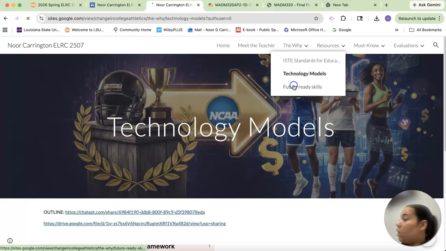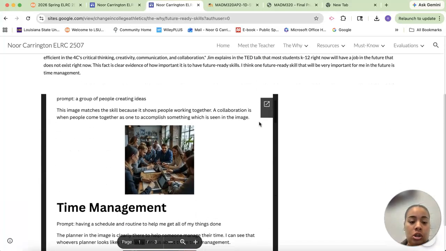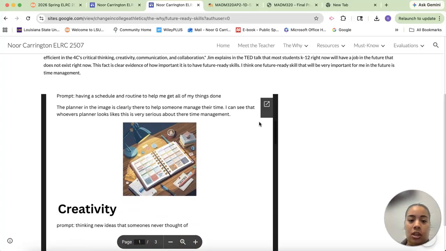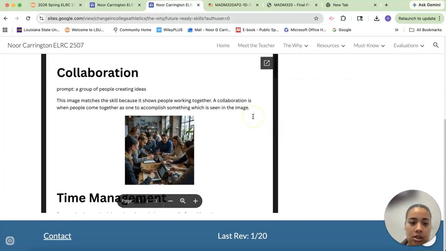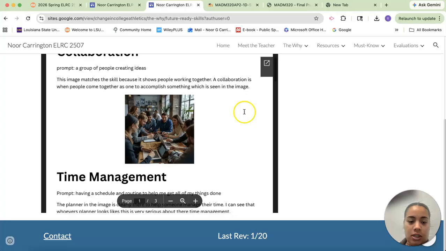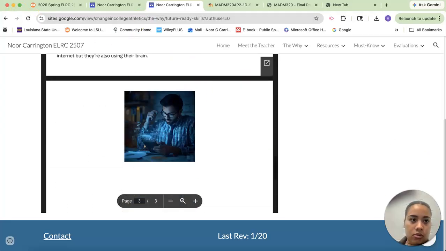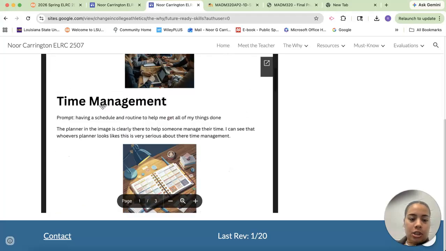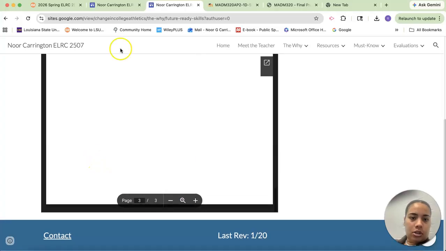And then we have our future ready skills, which shows all the skills that you need to be learning, like critical thinking, communication, and collaboration. And we did this on Canva, which is here. We used AI to do this. And these are the ones I picked: collaboration, time management, creativity, communication, and digital literacy.